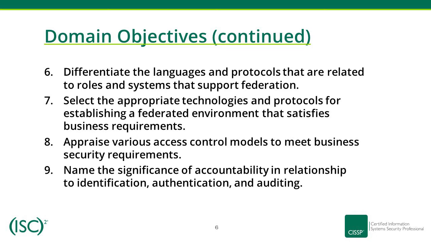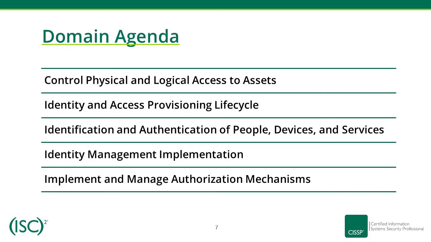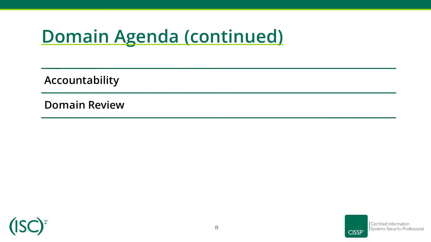Appraise various access control models to meet business security requirements. Name the significance of accountability in relationship to identification, authentication, and auditing. Domain agenda: control physical and logical access to assets, identity and access provisioning lifecycle, identification and authentication of people, devices, and services, identity management implementation, implement and manage authorization mechanisms, accountability, domain review.